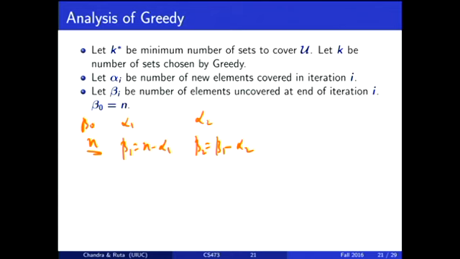But we can apply the argument even for the second iteration. In the second iteration, what can we say? It depends on how many are left uncovered at the end of the previous iteration. Suppose there are beta 1 elements left uncovered after the end of the first iteration. All those elements could be covered by the optimum using K star sets. We can still take those same K star optimum sets, which cover all n elements, so they clearly cover all these remaining elements too. So there must be a set in the restricted instance which covers at least beta 1 over K star elements. Remember, I'm not changing K star. K star stays the same.